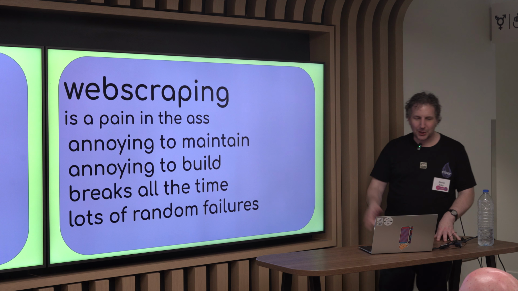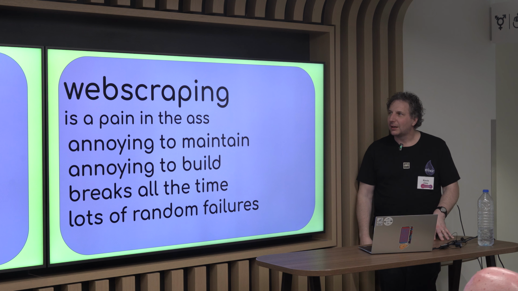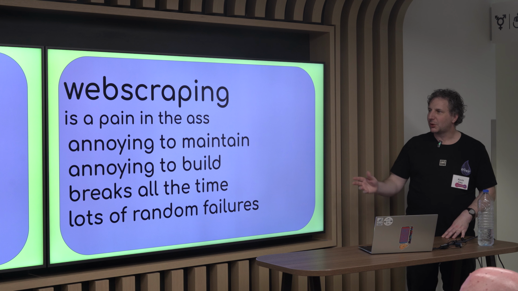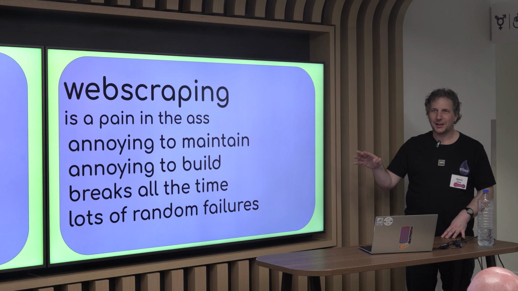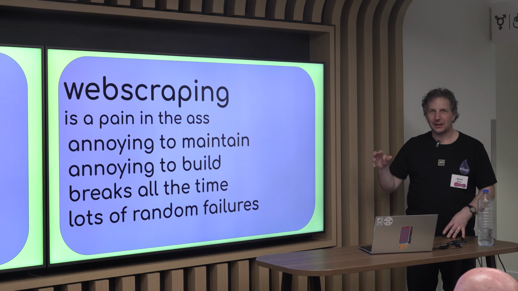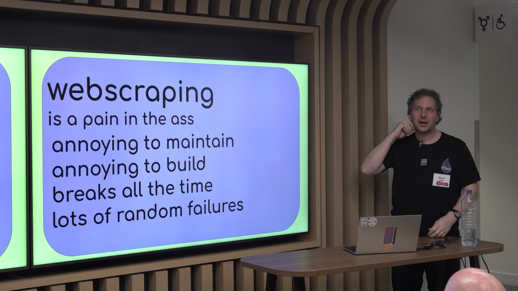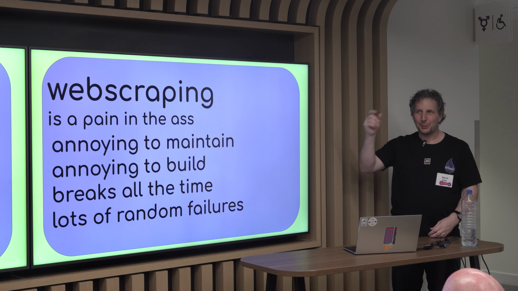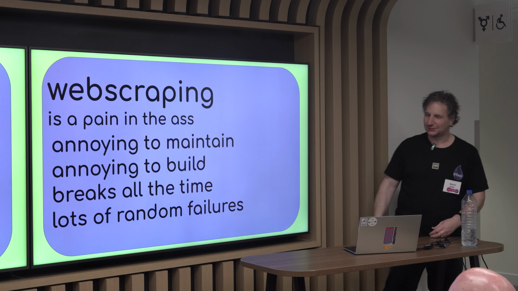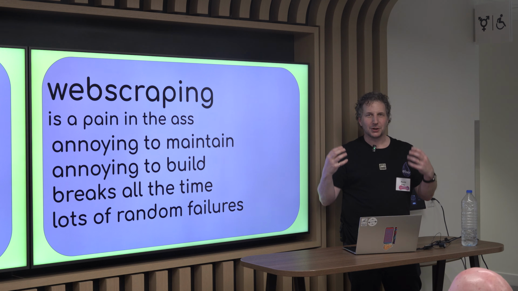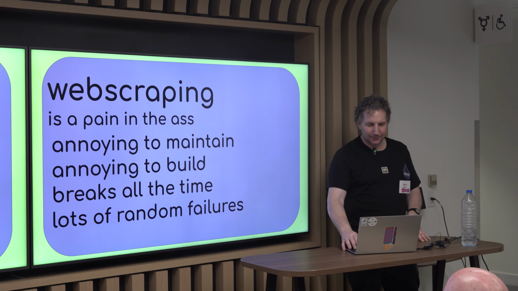Okay, so web scraping is a pain in the ass. It's annoying to maintain. It's annoying to build. It breaks all the time, with lots of random failures. So just be prepared. This is table stakes for web scraping. It's equal parts fun and infuriating, where you'll get some minor result and you're like, triumph, I got it to recognize the button. I'm now clicking a button. So you have to take your triumphs when you can.